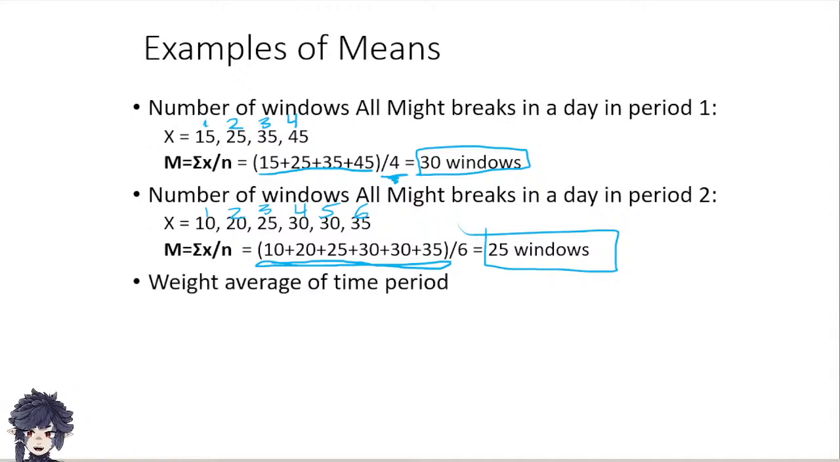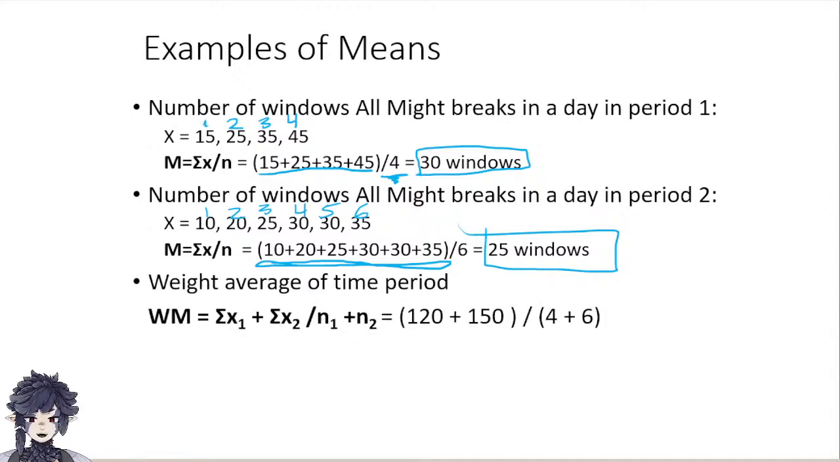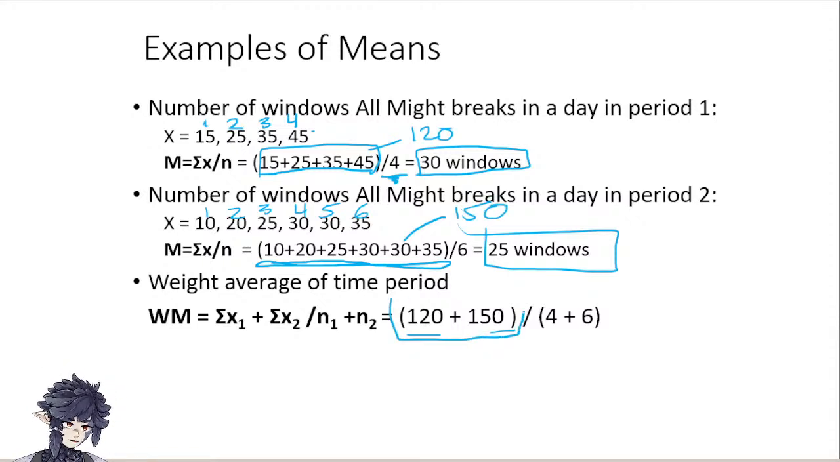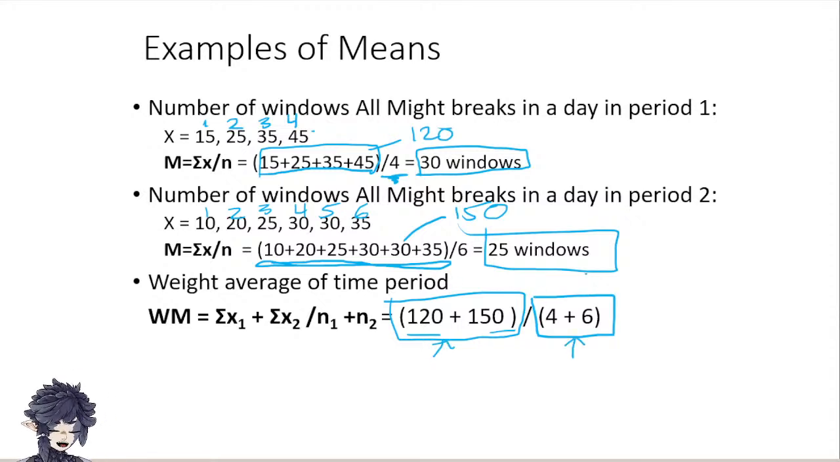Now we might want to weight by the time period. To do this, we use that weighted mean formula. We take 120 plus 150. By the way, 120 is the sum of the total number of windows that he broke in time period 1, and 150 is the sum of the total number of windows that he broke in time period 2. So we add those together first, then we add together the number of days in time period 1 and time period 2. We divide the total number of windows by the total number of days, and that gives us our weighted average: an average of 27 windows a day.